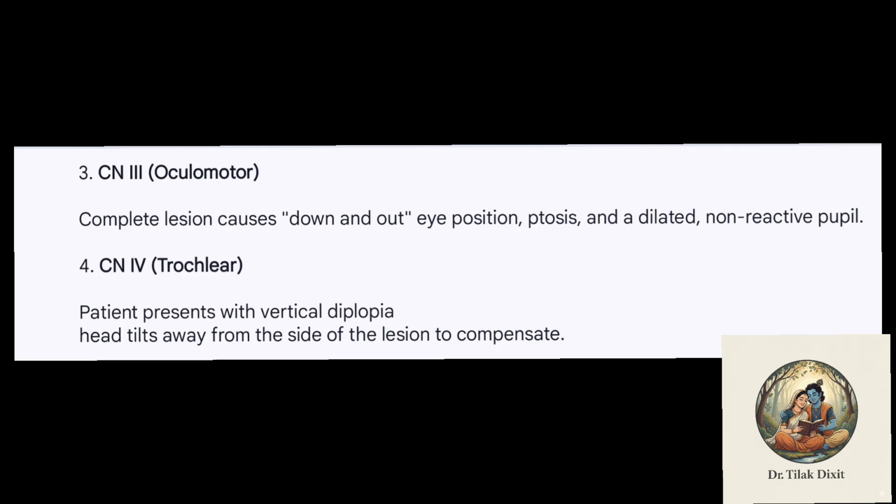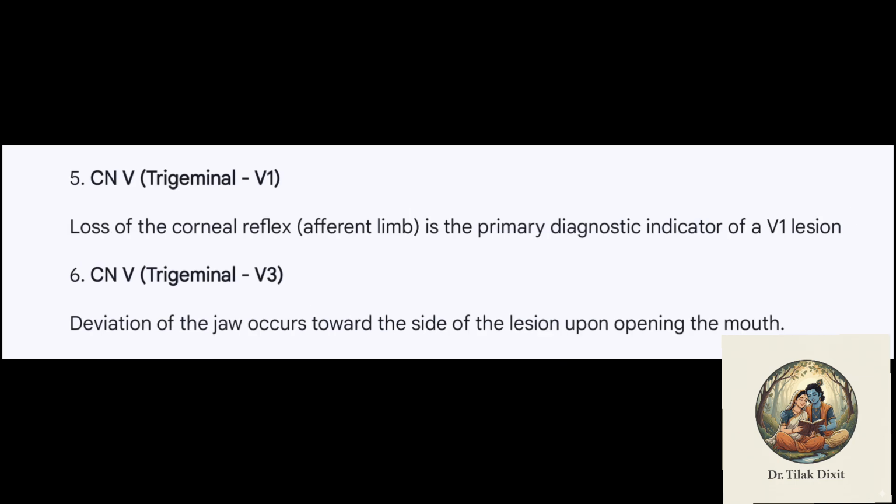Now cranial nerve 4, the patient presents with vertical diplopia and the head tilts away from the side of the lesion to compensate. Classical clinical history to find out the cranial nerve 4 injury.